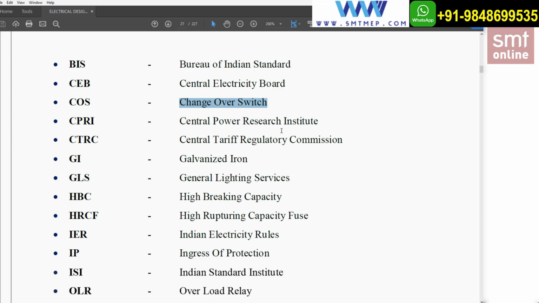Again, the CPRI, Central Power Research Institute. This is a department which works for the development of power. As we know, in India we have different power stations: hydro, thermal, nuclear, solar, etc. Whatever research and development is carried out with respect to all these generating stations is done by this department, CPRI.